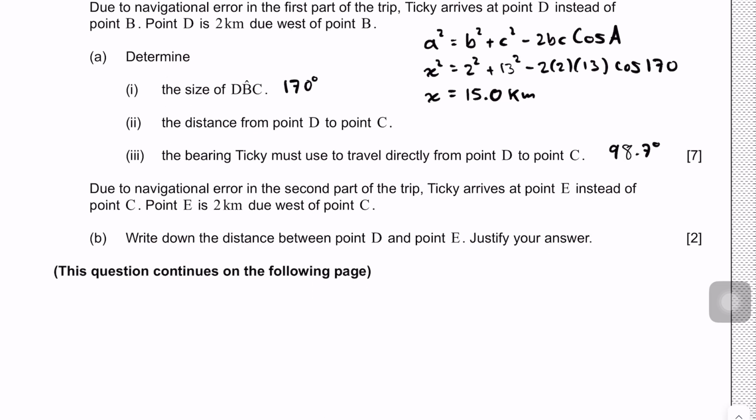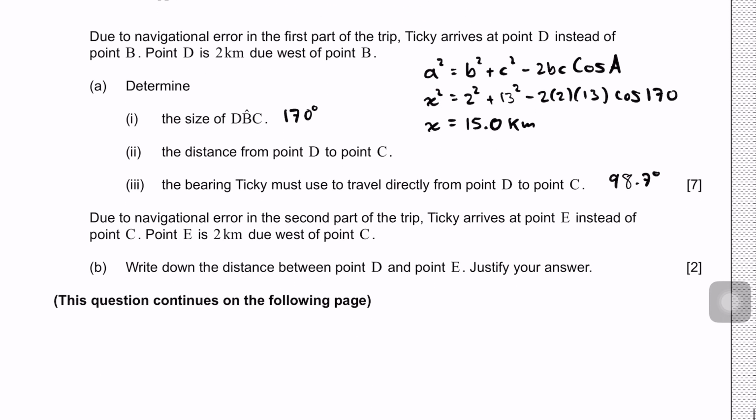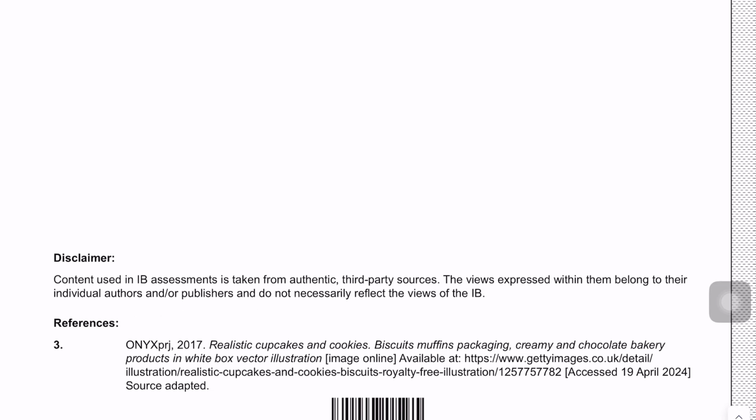So write down the distance between D and point E, justify your answer. For a 2-mark question, it would be enough to say 13 kilometers, and then we could say parallelogram. We could say a little more if we wanted to, I suppose, opposite side lengths. All right, and I think that's it for this exam.